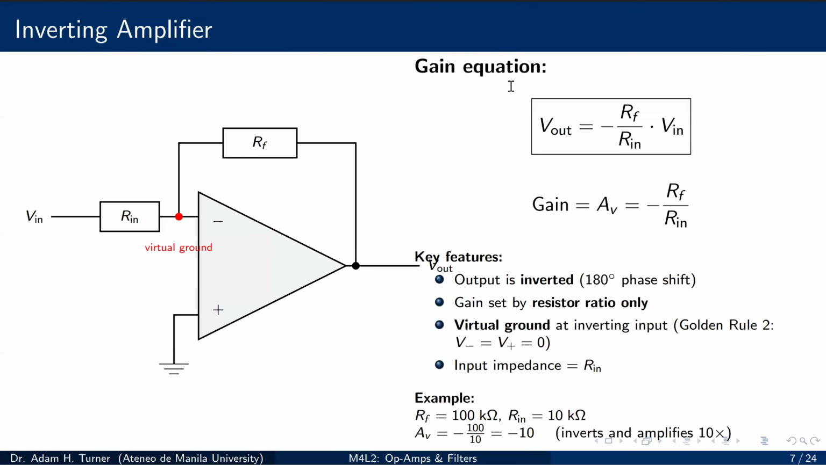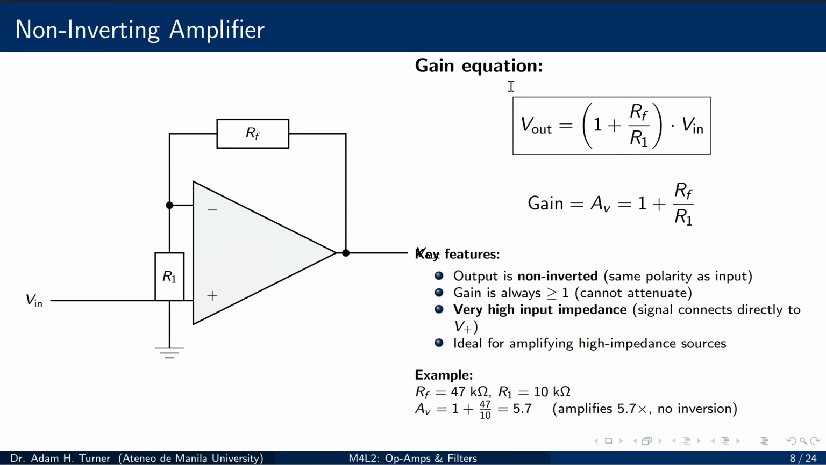The non-inverting amplifier then. This non-inverting amplifier has the signal connected to the non-inverting input, the plus terminal. The feedback network of RF and R1 connects between the output and the inverting input, with R1 going to the ground. The gain is 1 plus RF over R1. Notice two things. First, there's no negative sign, so the output is the same polarity as the input. And second, the minimum gain is 1, where RF is 0. You just get the input back.